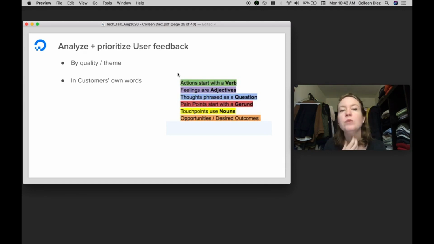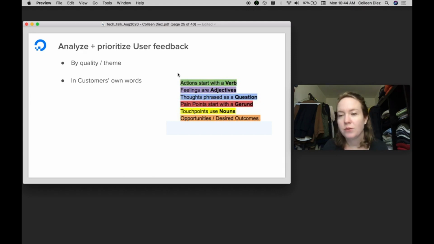You can also, even at a more granular level, analyze user feedback according to specific quotations in customers' own words. We occasionally will have transcripts for some of our user interviews, and you can actually analyze the individual words that people are using when they speak.